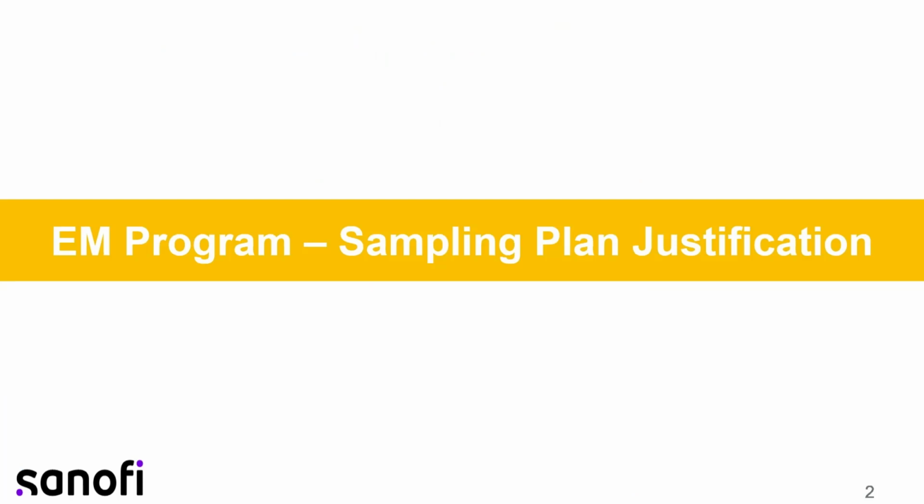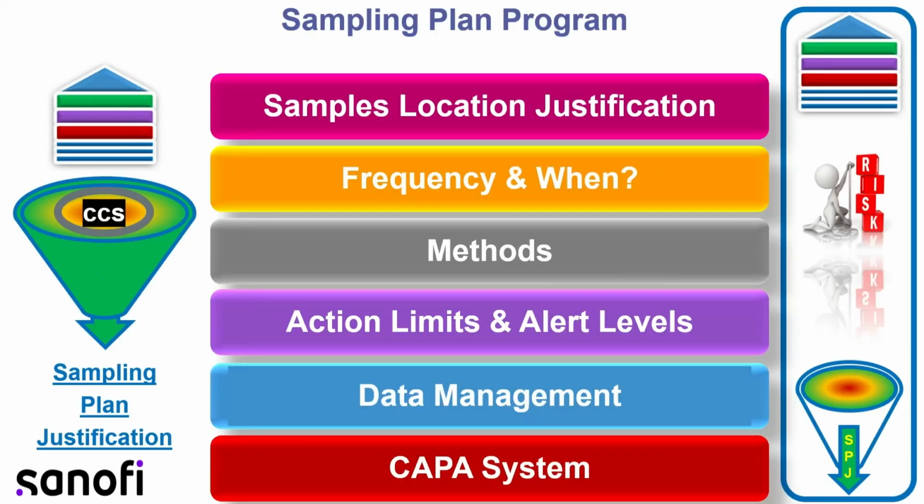Now we will go into details with the sampling plan justification, including an example of justification and methodology for that. Supported by the contamination control strategy, the sampling plan program must include the following 6 points: sample location justification, frequency and when to perform the control, the method to be applied, the action limits and the alert levels, the data management program, and, in case of excursion, the CAPA system.